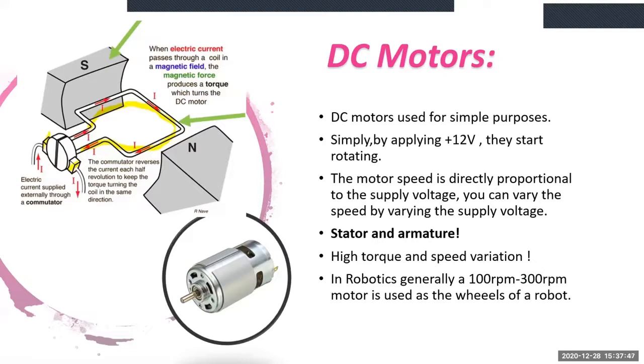Those are really important. The stator is the stationary part of the motor, while the armature is the rotating part of the motor. In a DC motor, the stator provides a magnetic field that drives the armature to rotate. Simply by applying only 12 volts, we can make a DC motor start rotating. They are using DC motors because they have high torque and high speed variation.